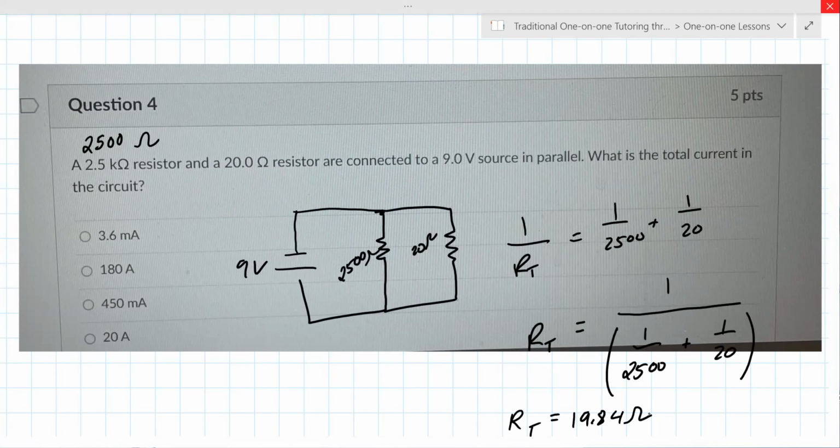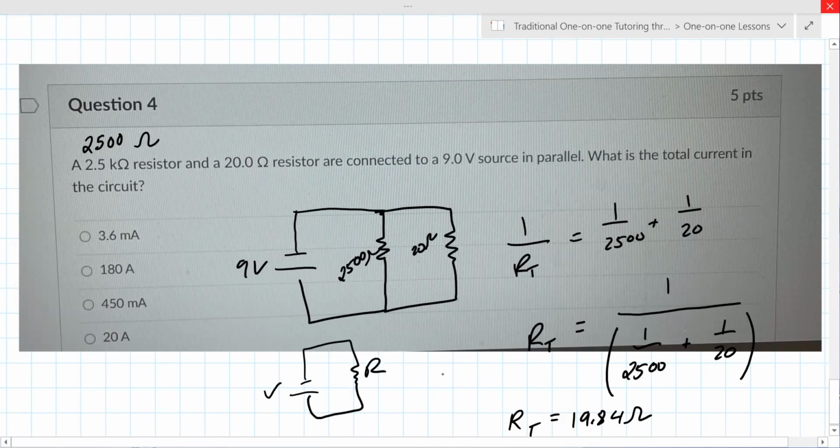Okay, so now what you're trying to do is get this down into an equivalent circuit, which is 1 voltage, 1 resistor, and then you can use your Ohm's law, V equals IR. And you're solving for current, I, this time. So I is voltage divided by resistance. Your voltage is 9, your resistance is 19.84.